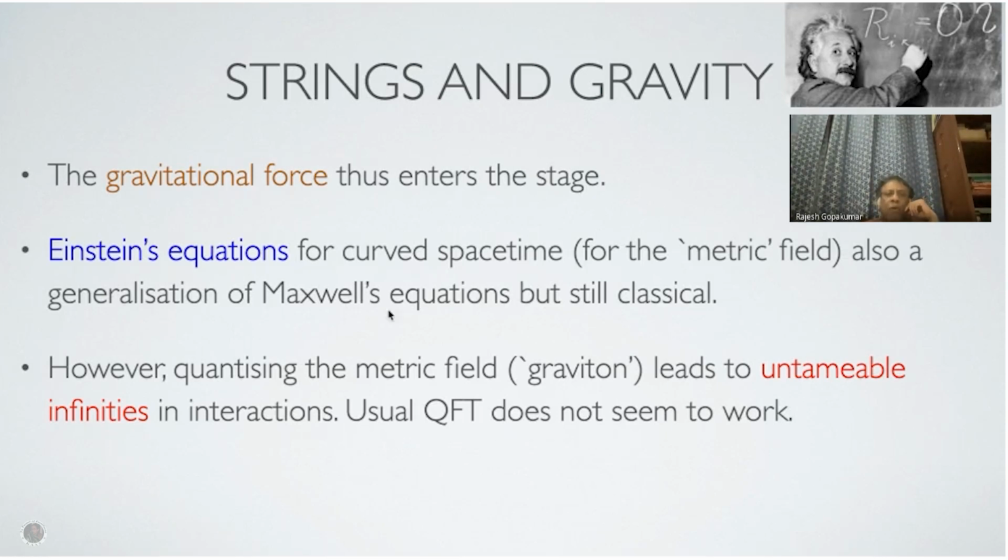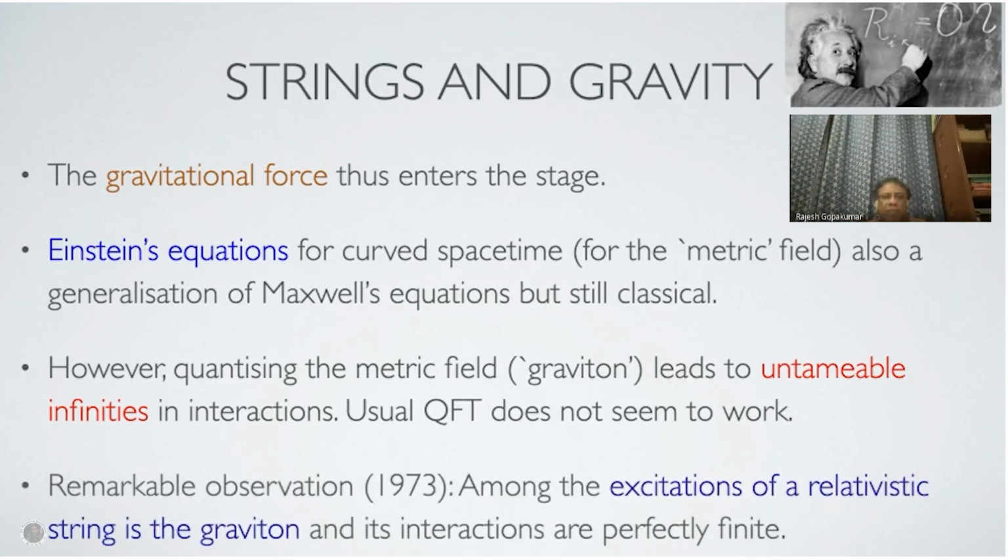And there they found that when you try to quantize the metric field, just like people tried to quantize the electric field or the magnetic field that I mentioned earlier, the field which gives rise to gravitons as opposed to photons, it didn't really work. There were some kind of infinities you couldn't really make sense of. The usual quantum field theory framework does not seem to work.